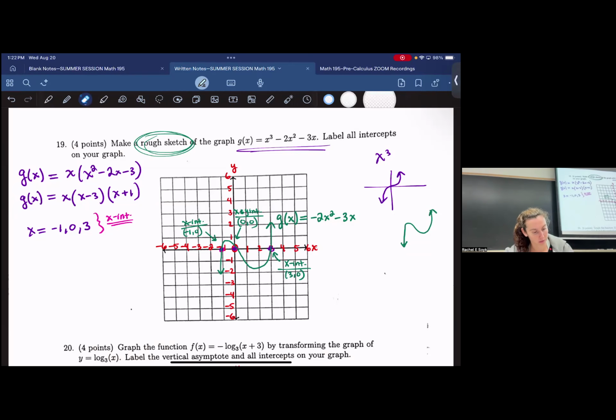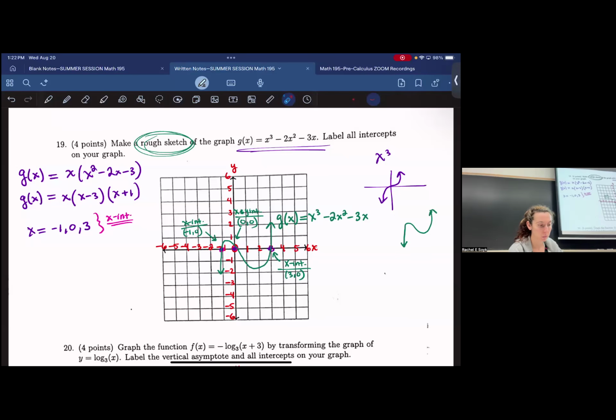Should be x cubed minus 2x squared minus 3x. Yeah, let me fill that in. Yeah, thank you for that. Ask me that question again. That's fine. You would get full credit.